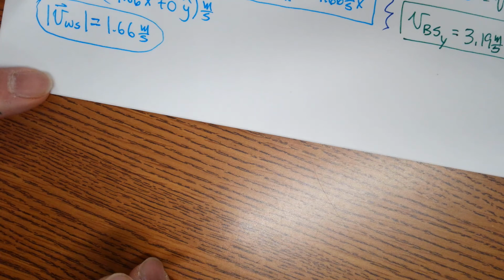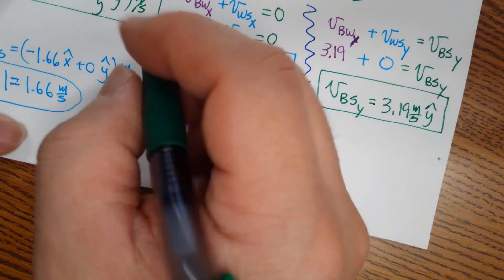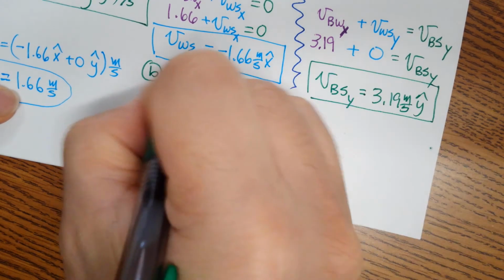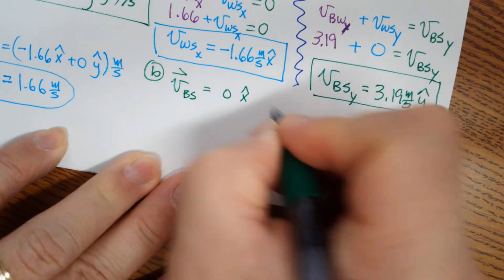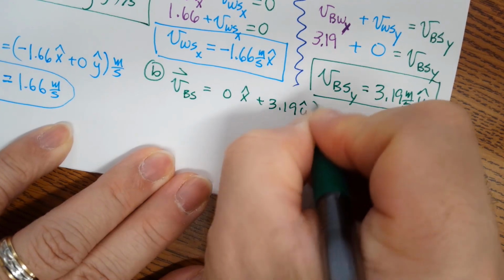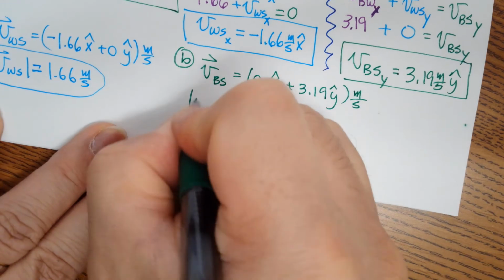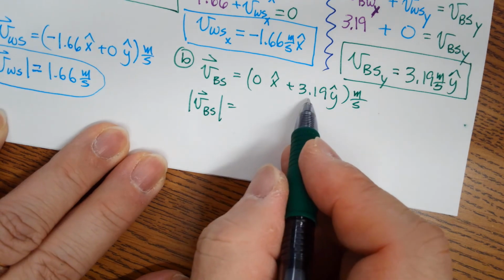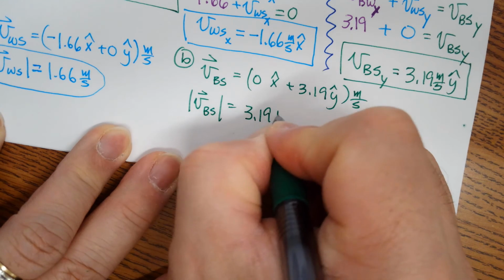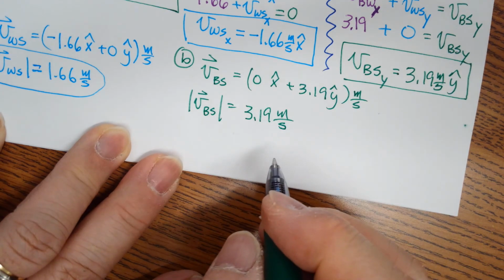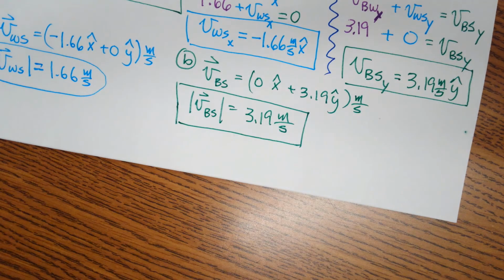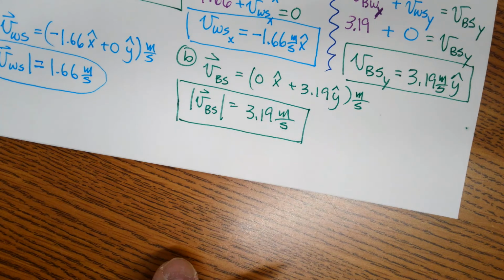And for part B, what is the resultant speed of the boat with respect to shore? There it is. So for part B, the resultant velocity, VBS, is equal to 0 x hat plus 3.19 y hat meters per second. So the resultant speed, VBS, is just the magnitude of this, which is 0 squared plus 3.19 squared, and then you square root that, and you'll get 3.19 meters per second. We know the direction. Direction is straight up, so perpendicular to the shore.